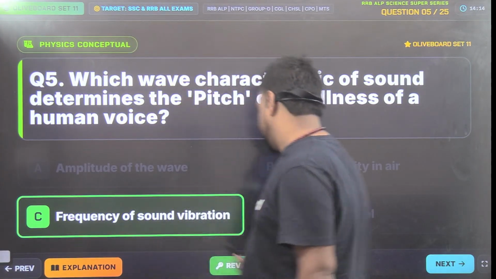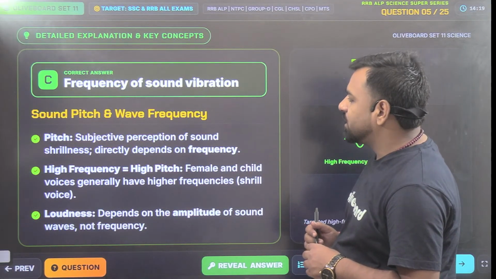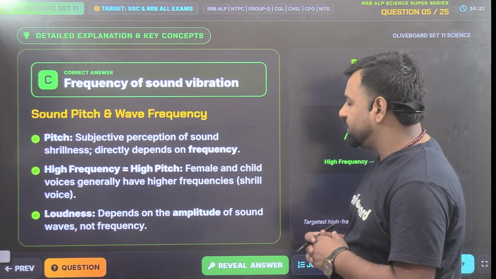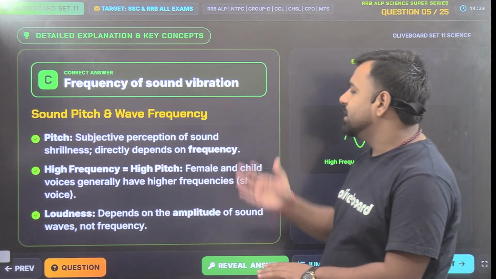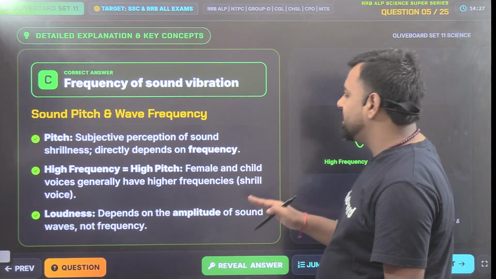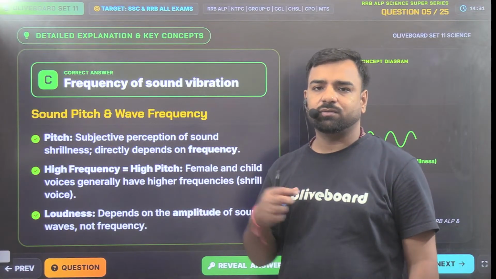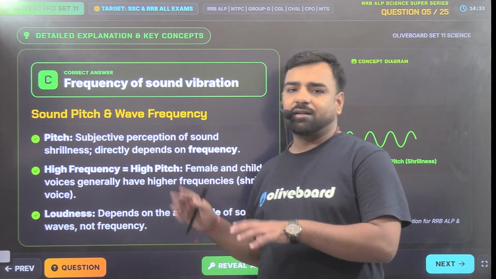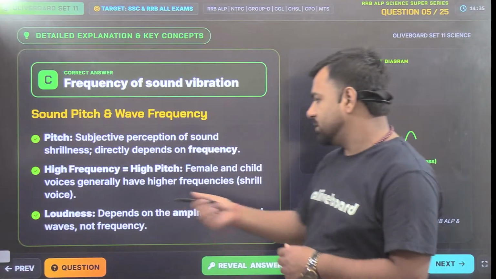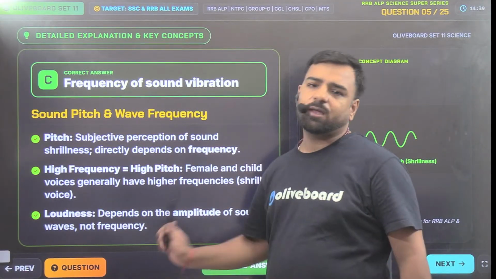Okay, great, Utkarsh, fine. So yes, subjective perception of the sound shrillness is directly dependent on the frequency. That's why frequency was the answer. High frequency is equal to high pitch. Female and child voices are generally having higher frequencies. And if I talk about this sound, hello, this is the sound with the lower pitch. Okay. So loudness depends upon the amplitude, not frequency.